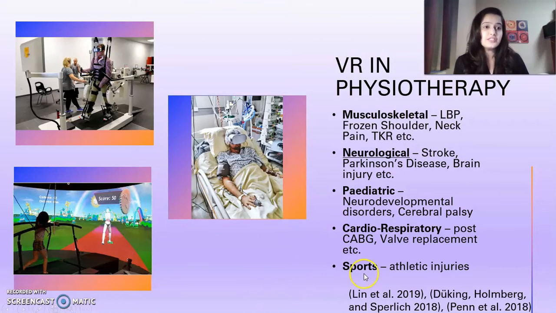And also it's used in the sports field in cases of athletic injuries. Like it can be used in the warm-up period, it can be used to aid in the diagnosis, it can help calm the athlete before an event. It has a lot of uses.